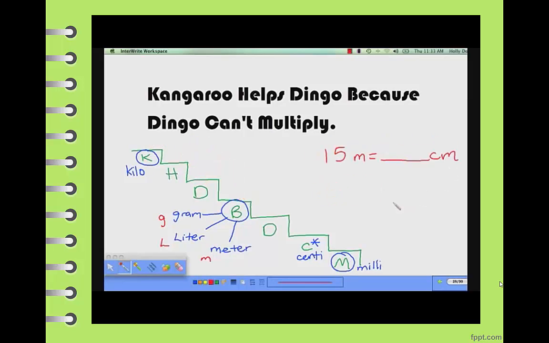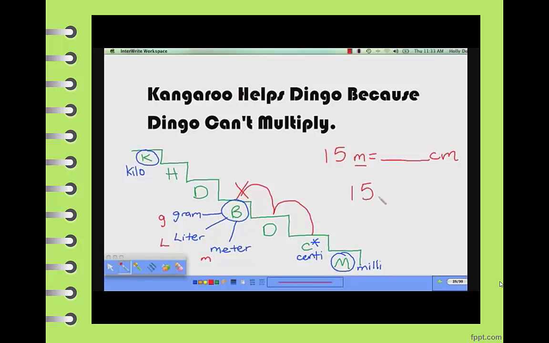Alright? In this example, we have 15 meters, and we want to change it to centimeters. What step are we starting on? Well, M stands for meter. We know that meter is a base. Starting on my base step, and I am moving to centimeters. So here we go. 1 step, 2 steps lands me at centimeters. I move my decimal twice.